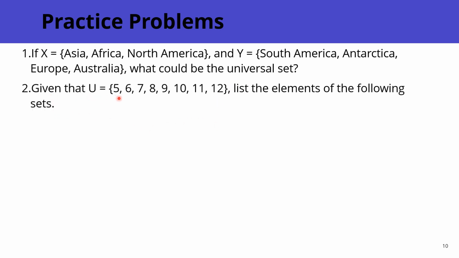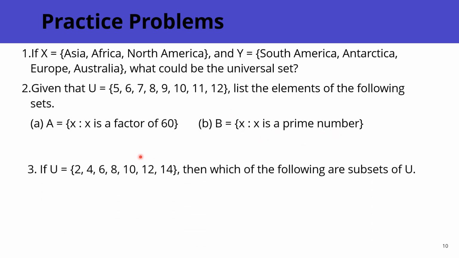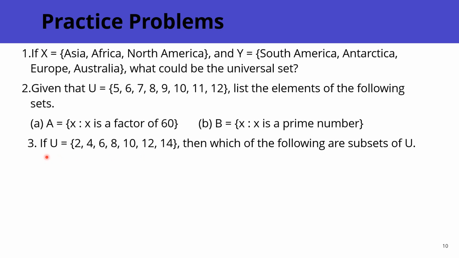Given that the universal set has 5, 6, 7, 8 as elements, list the elements of the following sets. We have A, with x as a factor of 60, and B, with x as prime numbers. Try to solve this on your own and check your work later. If you have elements 2, 4, 6, 8, and 10, which of these are elements of the subset?